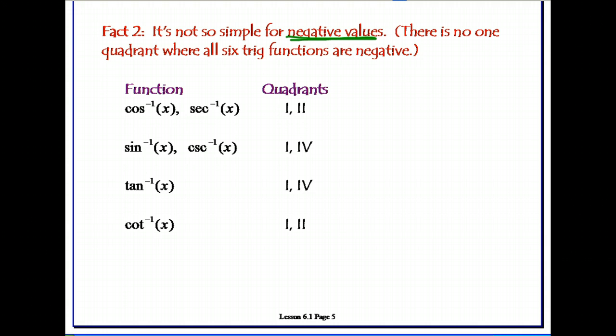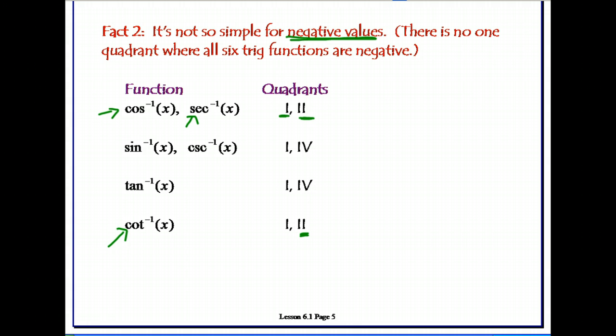Remember A Smart Trig Class? There's always some quadrant where something's positive. And so it made sense when things are positive to give the first quadrant answer, because they're all positive in the first quadrant. But when they're negative, the agreement is this. If I'm looking for a cosine inverse or a secant inverse, if it's positive, look in the first quadrant. If it's negative, give me the second quadrant answer. And we also agree on the cotangent inverse. If it's negative, give me the second quadrant answer.